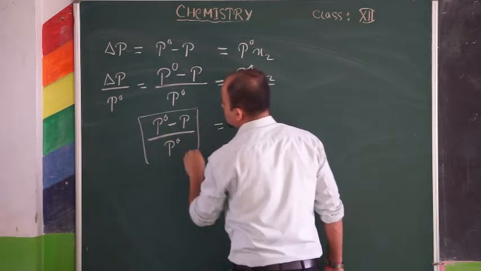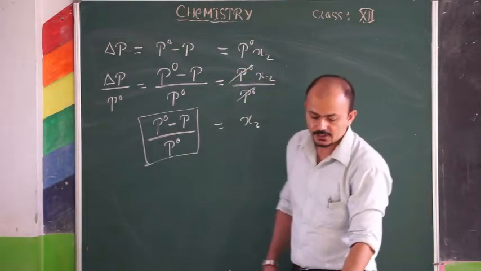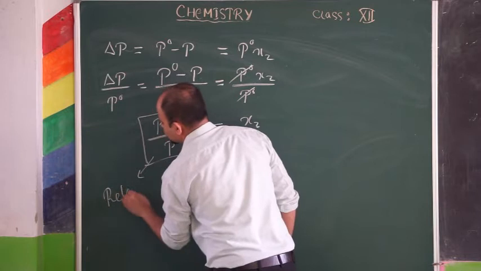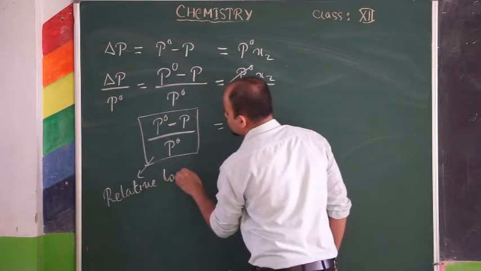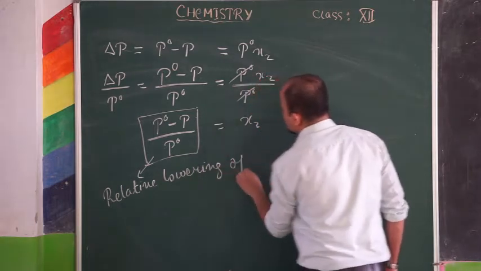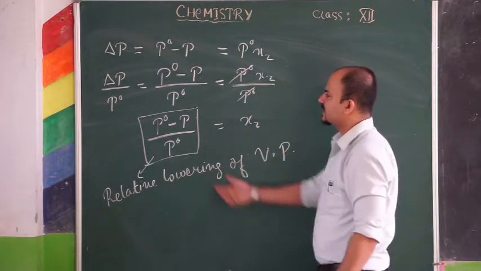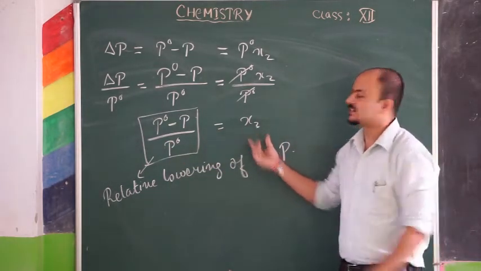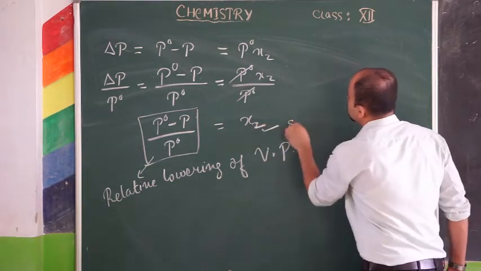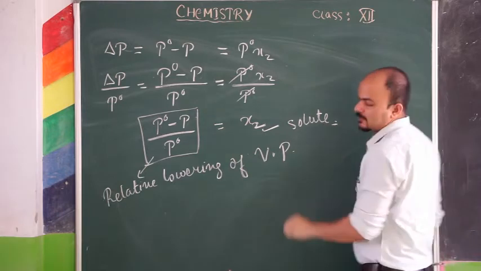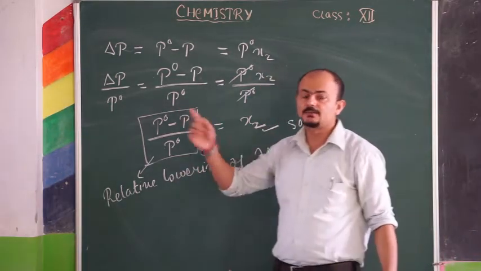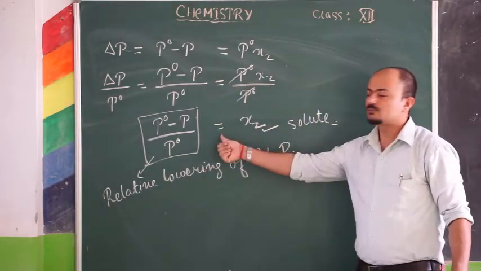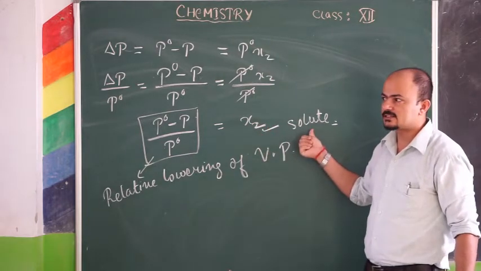Now this term (P naught minus P) by P naught is known as what? Relative lowering of vapor pressure. And you can see that this relative lowering of vapor pressure is directly proportional to the mole fraction of what? 2 here. 2 is for solid, non-volatile solid. Please remember. Therefore, we were discussing about colligative property. Please don't forget. So we can see that relative lowering of vapor pressure is directly proportional to the mole fraction of the non-volatile solid particles.